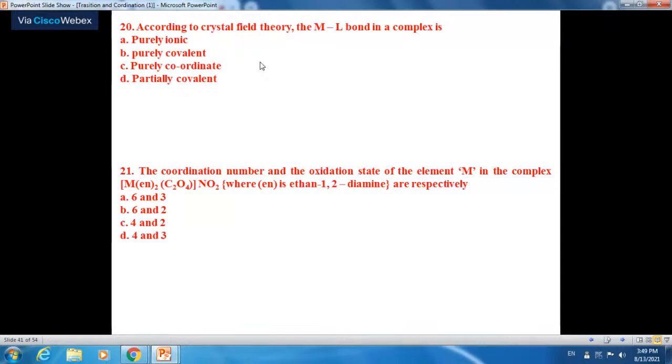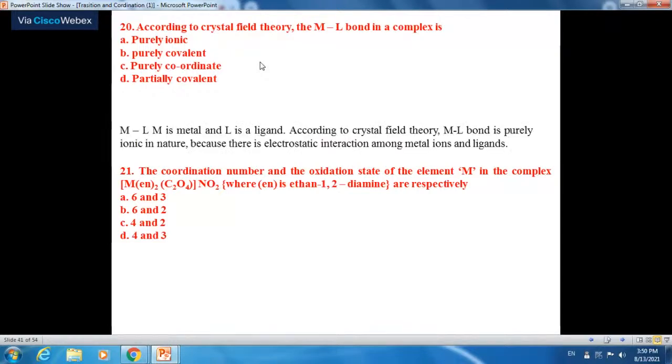So the bond between metal and ligand is purely ionic in nature. What you said, let's see. According to the crystal field theory, the M-L bond (metal and ligand) is purely ionic in nature because there is an electrostatic interaction among the metal ions and the ligands. So here the answer is A. Your answer is correct. Good.